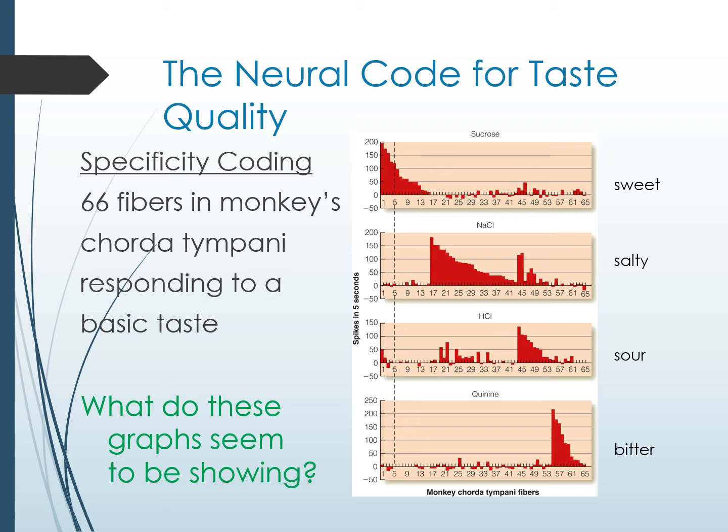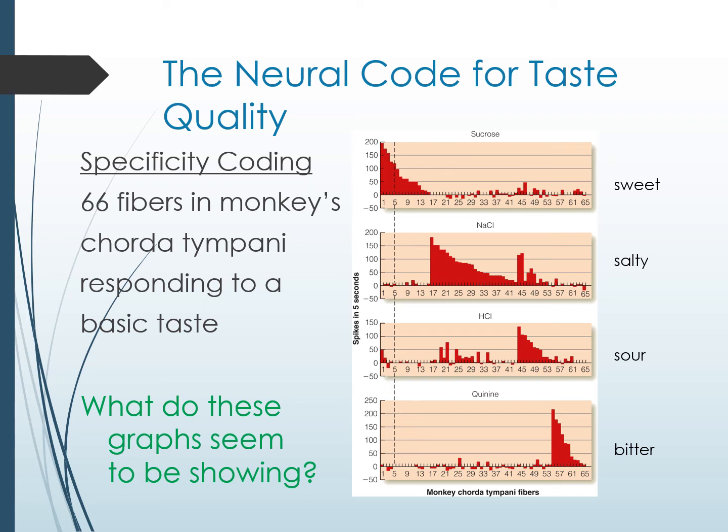And finally, there is a study that looked at 66 different fibers in a monkey's chorda tympani, so in that cranial nerve, and how those different nerve fibers were responding to taste. If we look at their response to sucrose, we see that there are specific nerve fibers, particularly 1 through 9, 10, around there, that are responding pretty strongly, and then otherwise not so much.